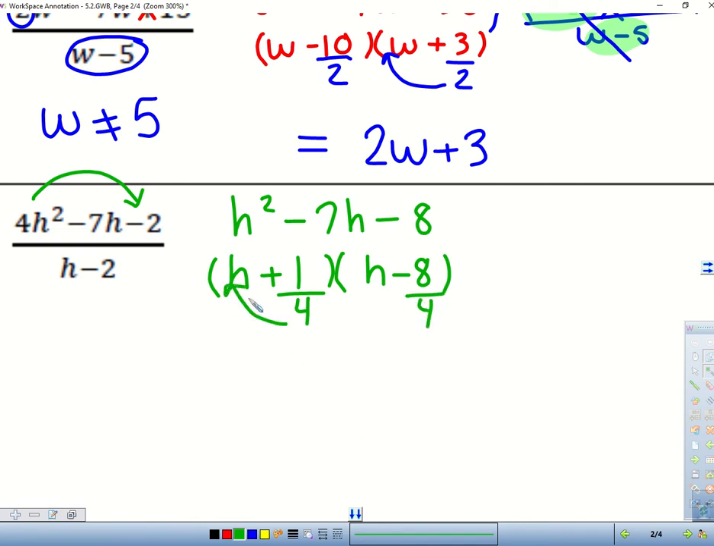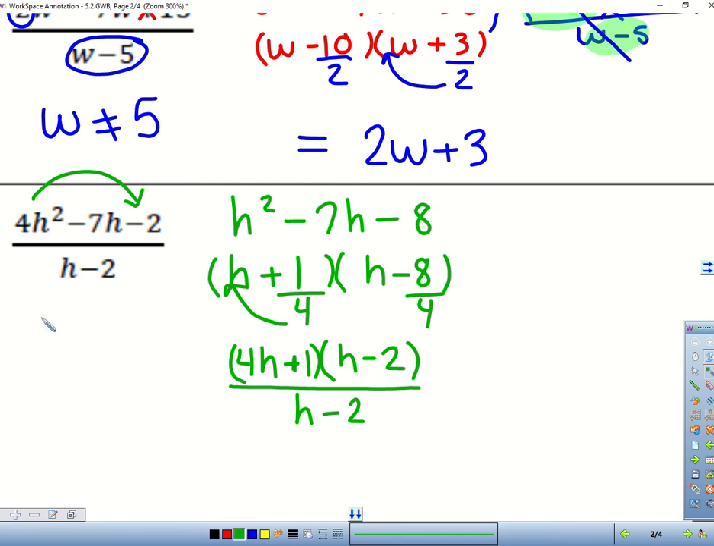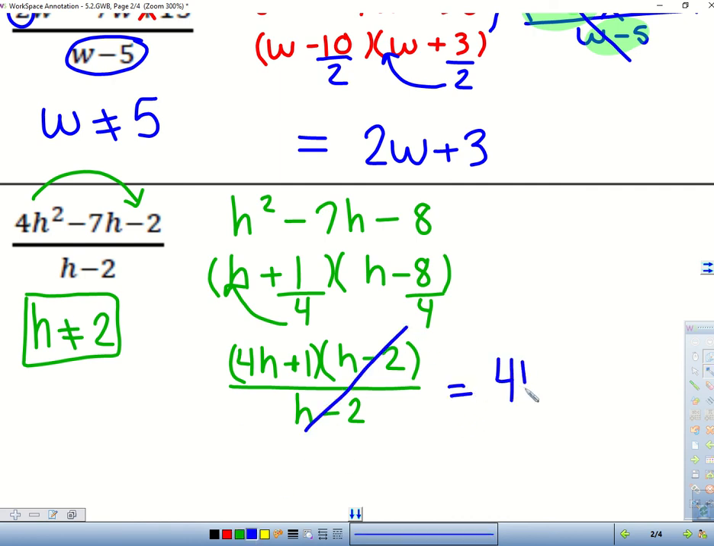So this is going to go back in the front, right? And then this is going to be H minus 2, all over what? H minus 2. And before we do anything, the restriction for H is what? Good. What's now going to happen here? Which leaves me with? Good. Alright. What do you all think so far?